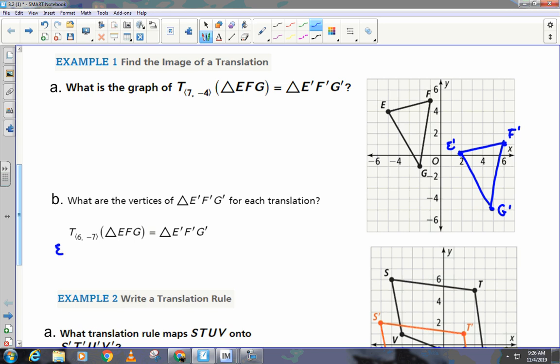Okay, so let's look at E, F, and G here. E is located at negative 5, 4. F is located at negative 1, 5, and G is located at negative 2, negative 1.